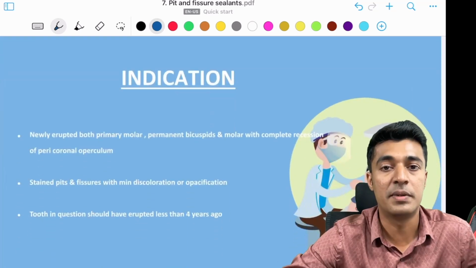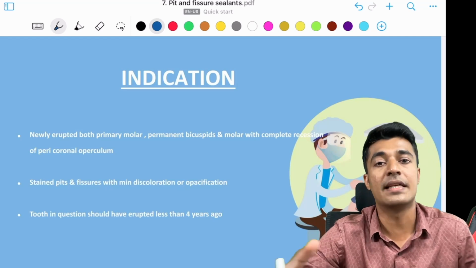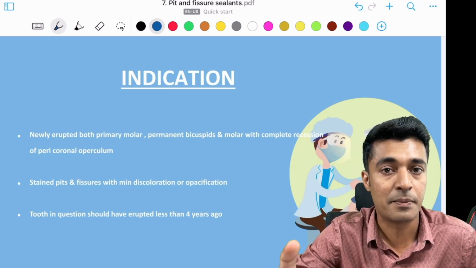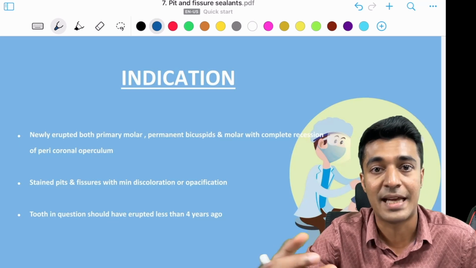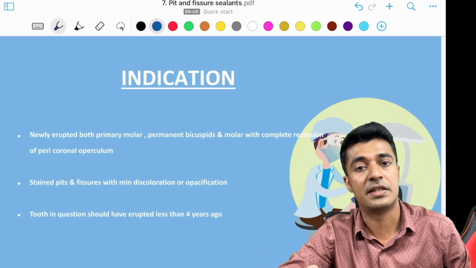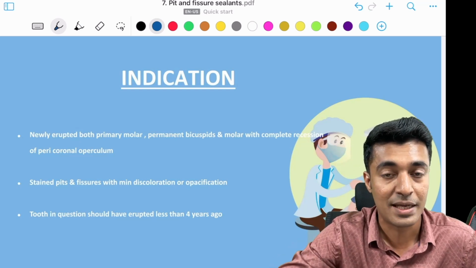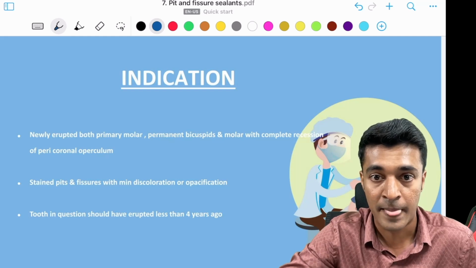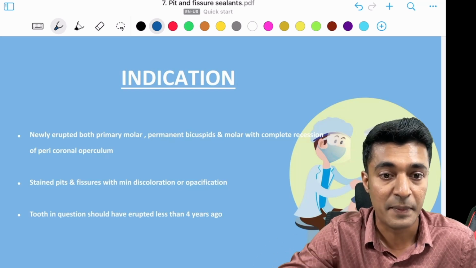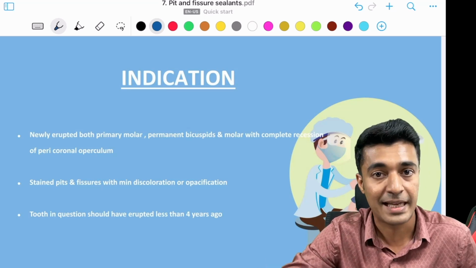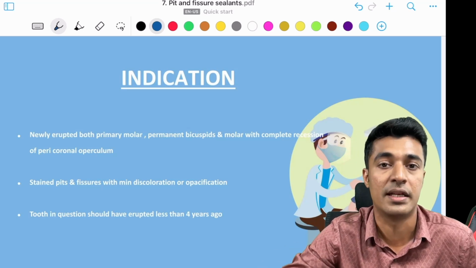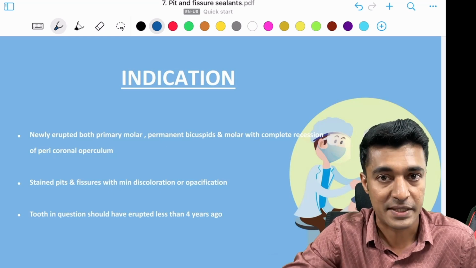Coming to the indication of pit and fissure sealants. The clinical judgment is the basic criteria whether to use a pit and fissure sealant or not. Other than that, newly erupted primary molars, permanent bicuspids and molars with complete recession of the pericoronal operculum are indicated for pit and fissure sealants. Then stained pit and fissures with minimal discoloration or opacification can be filled with pit and fissure sealants. Then the tooth in question should have erupted less than 4 years ago. So these are the indications for using pit and fissure sealants.